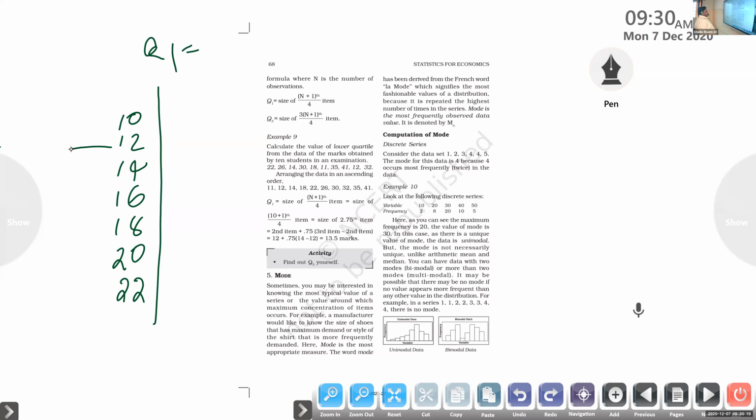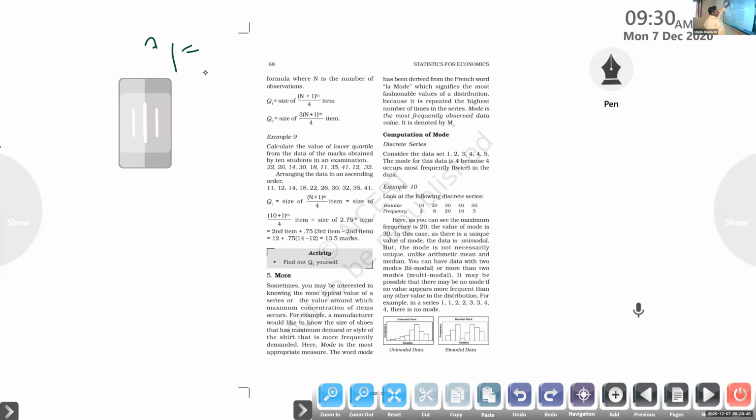Then go for Q3. Q3 is 3 into 2, 6, the sixth item here, which is 20. Okay, clear. So this is a simple method to find the data. If it is odd numbers, you can easily find it. Coming to even numbers, this kind of thing will be there, right? That's the thing you have to keep in your mind.